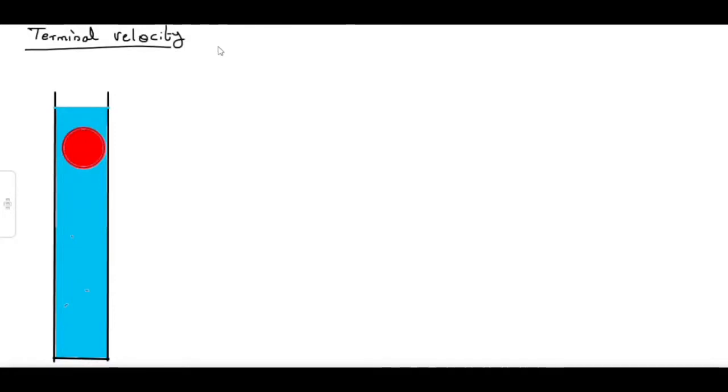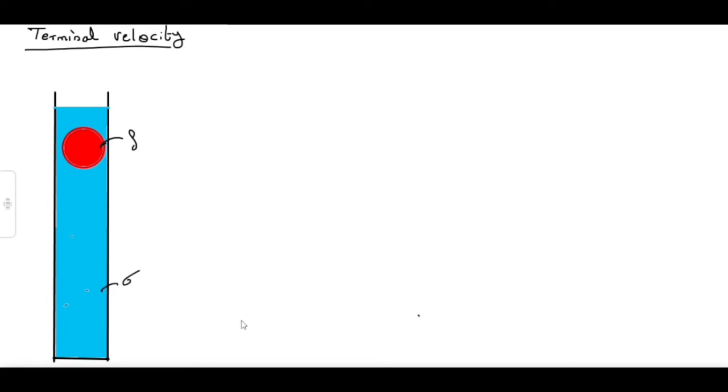So let's discuss what is meant by terminal velocity. In the diagram, you can see a long container consisting of some liquid. The liquid is a viscous liquid. Say the density, once again, is sigma. The density of the body which is falling through the fluid is equal to rho.